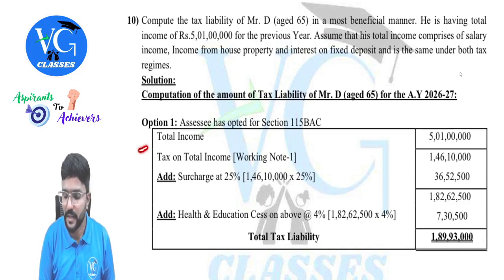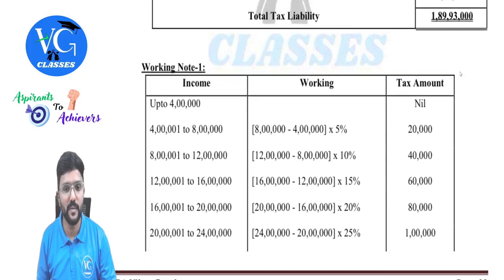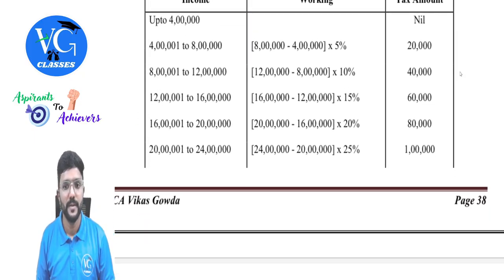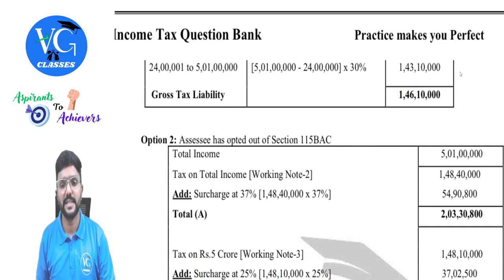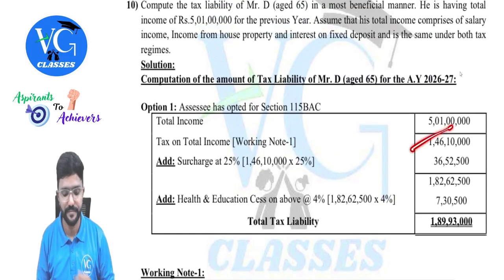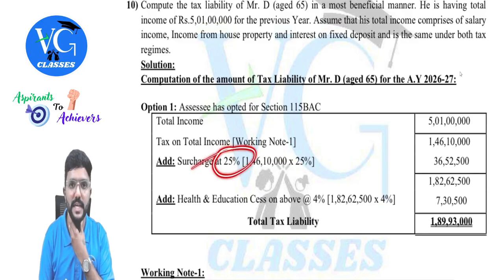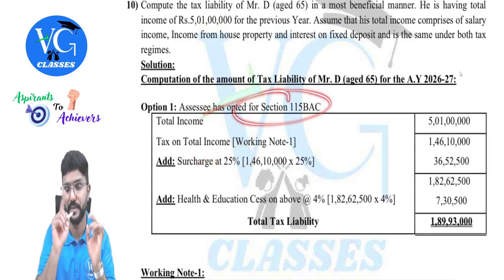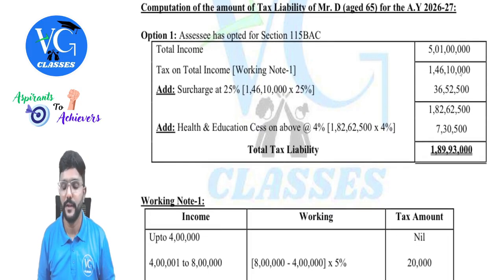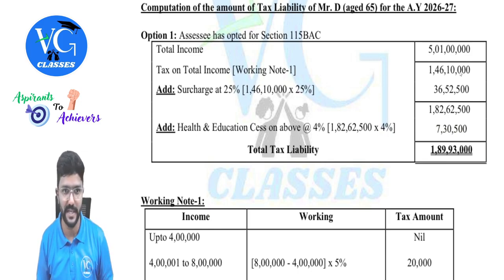So you can see total income is 5 crore 1 lakh. Calculate tax on that. Working note I have given. So the gross tax comes to 1 crore 46 lakh 10,000. Take it. Add 25% surcharge, not 37, 25. We are doing it under default scheme, guys. Please be careful. Then 4% health and education cess, so the total tax liability under the default regime is 1 crore 89 lakh 93,000, guys.